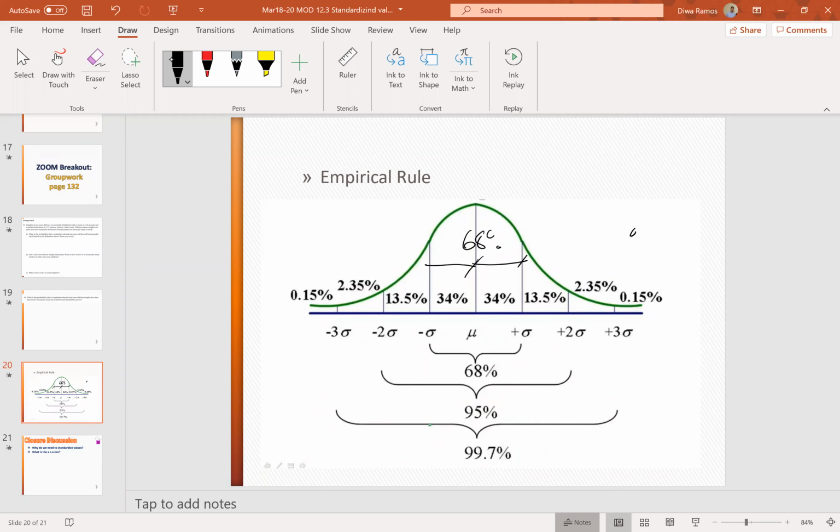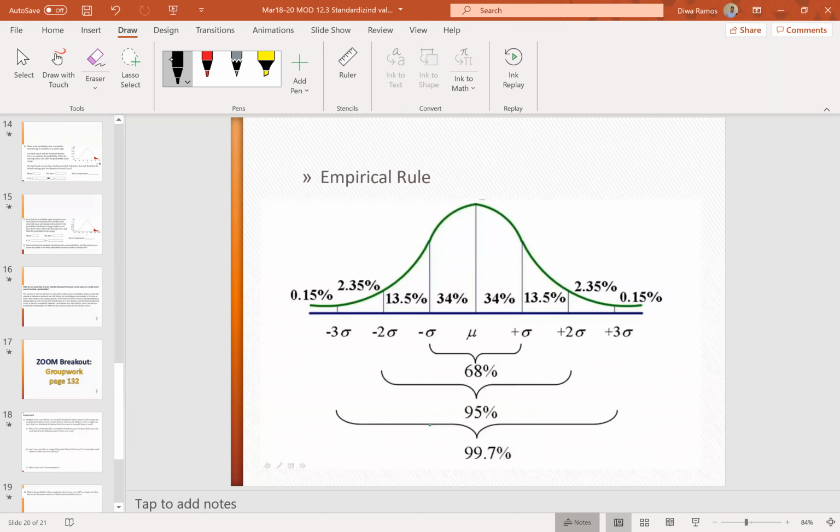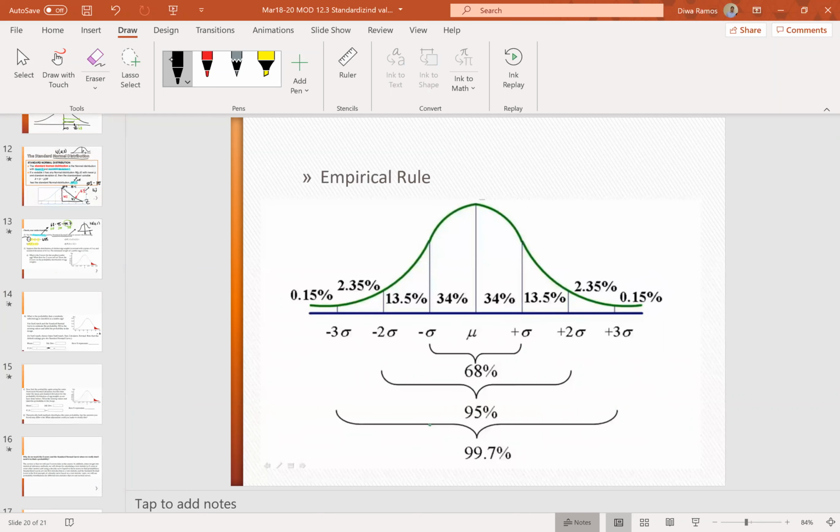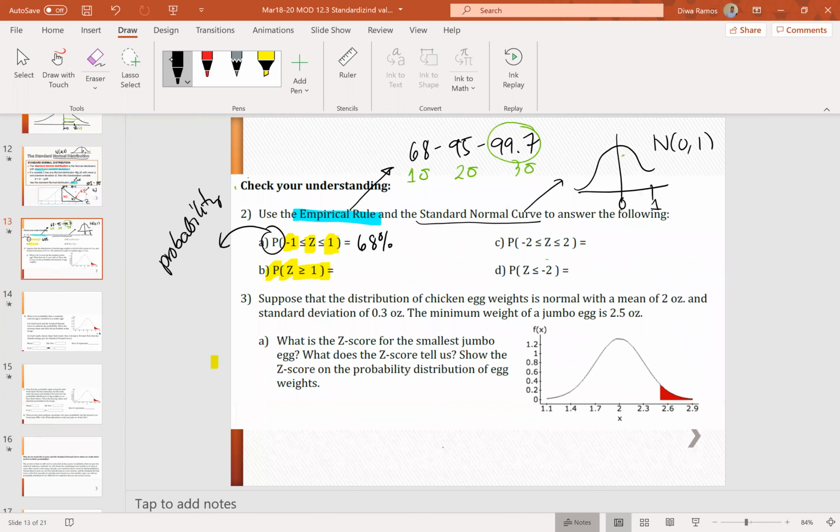Okay, so this is very useful. Normally we can find this printout in the math lab, but the math lab is closed, so I just put it here in the PowerPoint. Okay, good. So that answers letter B. You have 16% here. So far, so good.